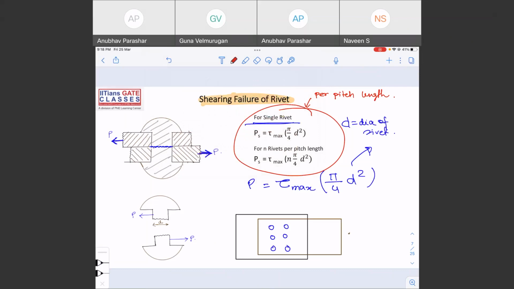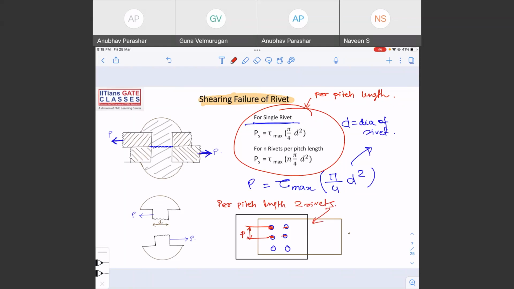Yes, very nice, right? If I say per pitch length, this is per pitch length. If I say P, how many rivets are there? One rivet from here, half-half, one rivet from here, half-half, one rivet from here. So I can say per pitch length, two rivets.